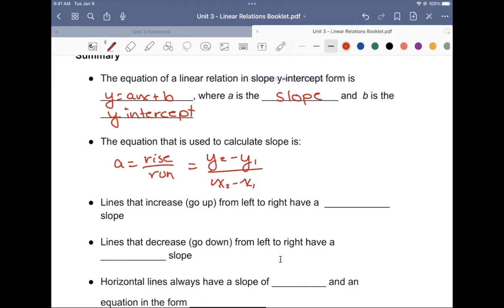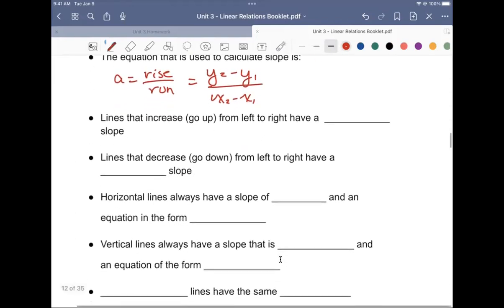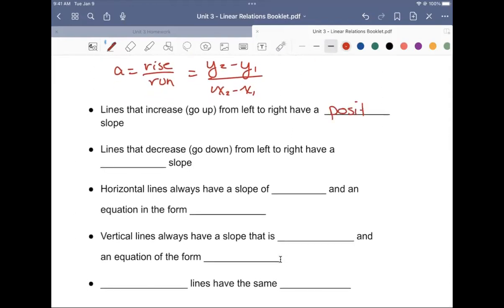If you're only given 2 points though, which we are going to do a lot of equations on, you are going to have to use y2 minus y1 over x2 minus x1. A line that increases, so it goes up from left to right, will always have a positive slope. A line that decreases, so it goes down from left to right, will have a negative slope. Horizontal lines always have a slope of 0. And an equation of y is equal to our y-intercept.